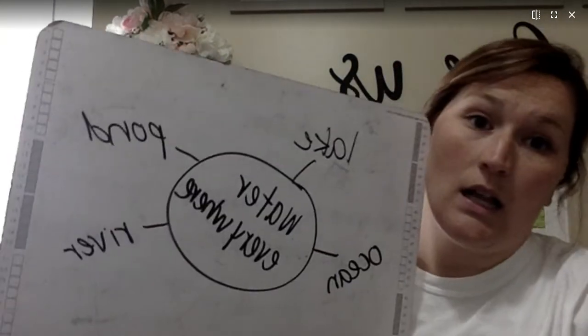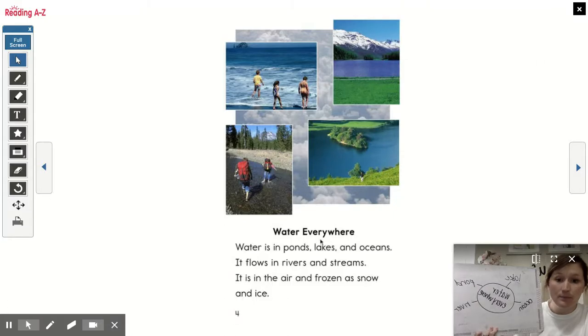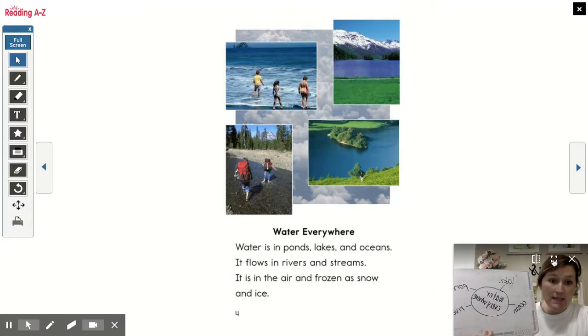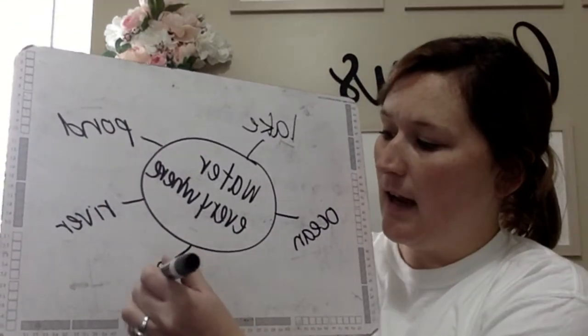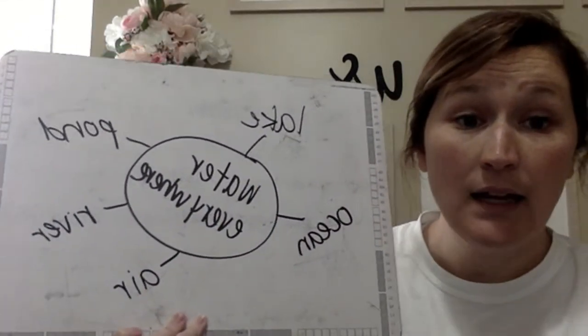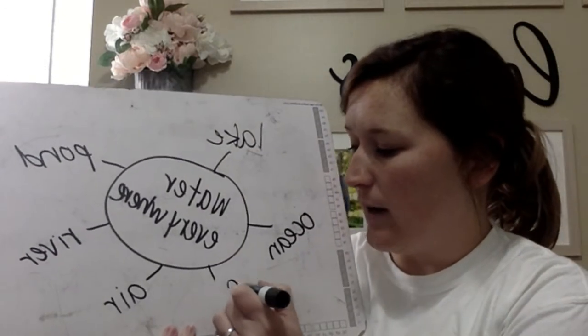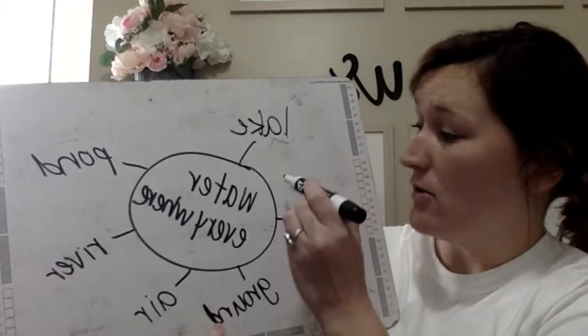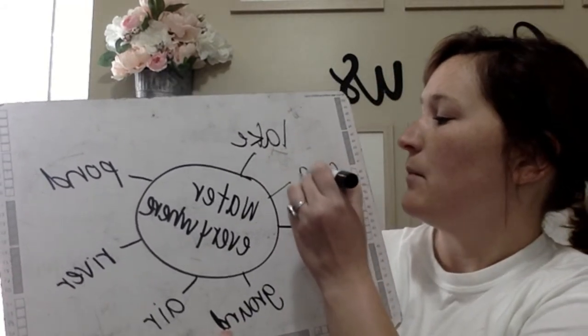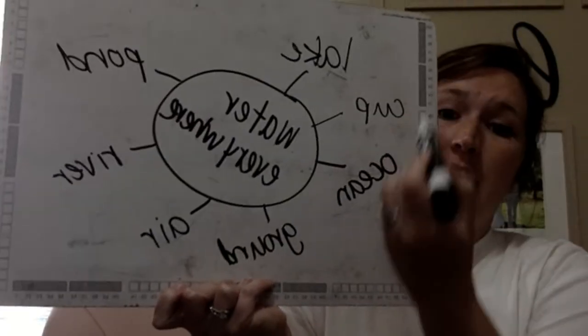Where else did they tell us water could be? Let's look back and see. Ooh, it's in the air and it's frozen as snow and ice. So we can say it's in the air when it's raining, right? Snow and ice, it could be on the ground. Could be in a cup at your house. You could drink the water in a cup. Okay, so water can be everywhere. And all of these little spider legs around here, those are our details that support the main idea of water being everywhere. Let's keep reading.